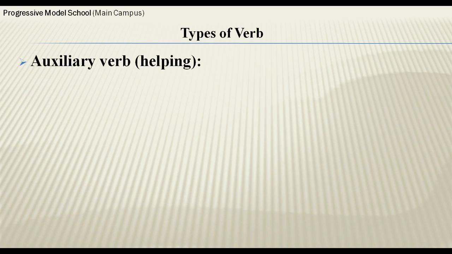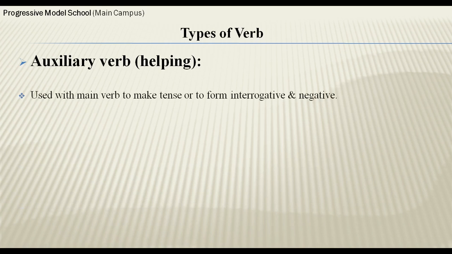So another type of verb, that is auxiliary verb. Auxiliary verb, also known as helping verb, is used with the main verb to show the tense, to form a negative or to form interrogative sentences. And auxiliary verbs cannot stand by themselves in a sentence. They need a main verb to make sense. For example, Amir is working now. So here, working is a main verb and is is a helping verb in this sentence.